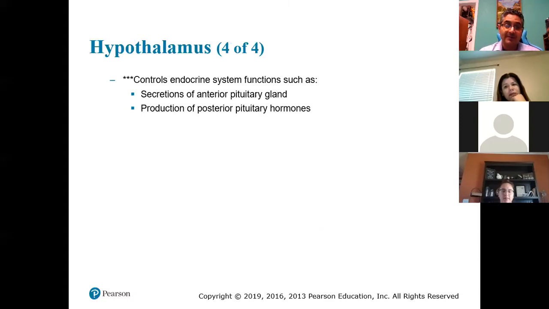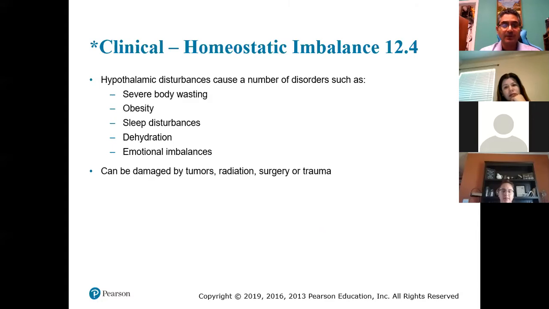So hypothalamus. Situations where hypothalamus disturbances can occur. Well, everything we said that it does, well, if it's damaged or if there is some sort of tumor or there has to be surgery in the area, well, then those things are at risk.